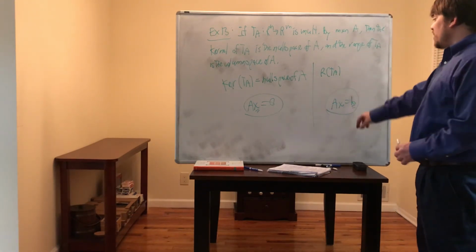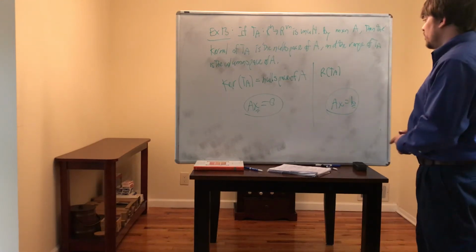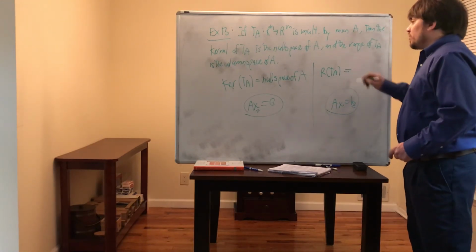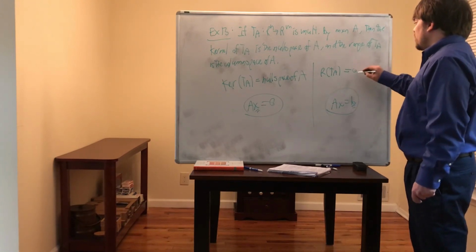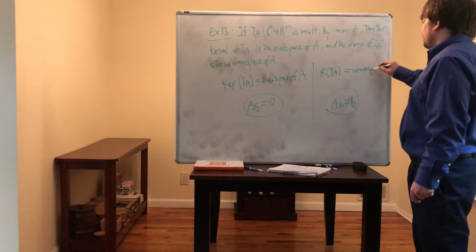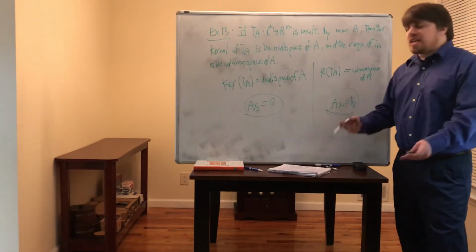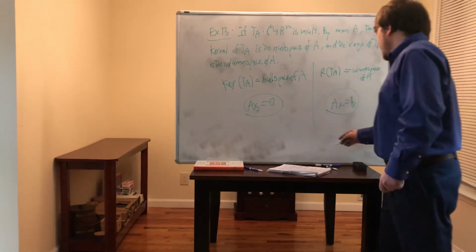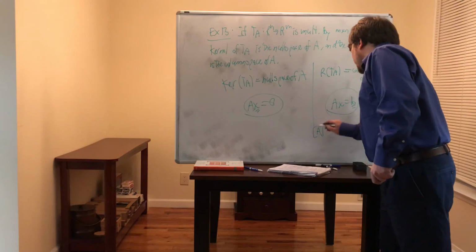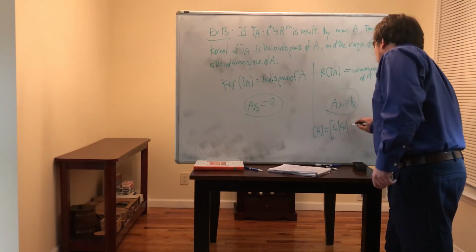But the range of T sub A is all possible values of b such that Ax equals b has at least one solution. Well, that's one way to say it. But then if I were to talk about the column space of A, the column space of A is the set of all linear combinations of the column vectors of A. And so if my matrix A is split up into columns, C1, C2, Cn.